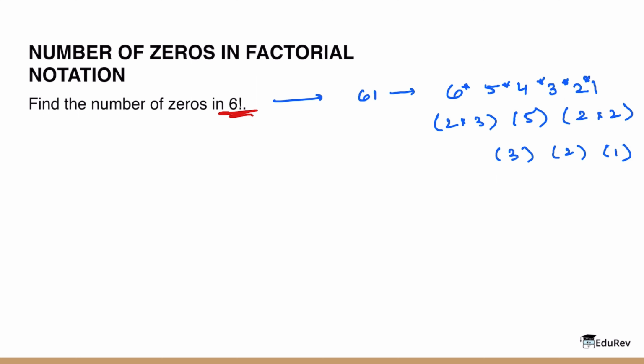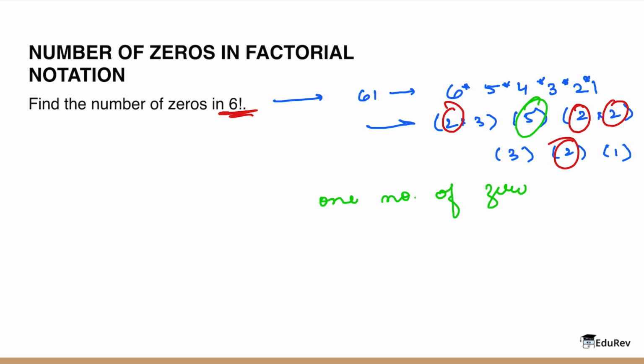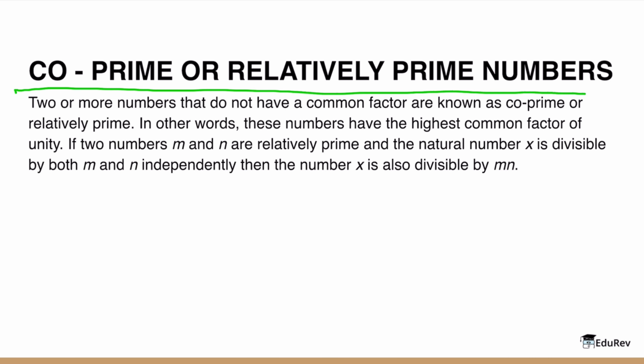In the same way, the number of zeros will depend upon the number of pairs of 2 times 5. So, how many 2s are there? 1, 2, 3 and 4. How many 5s are there? Only 1. That means the number of pairs of 5 and 2 is only 1, so there is going to be only one zero. Correct? Correct. So let's move to the next topic, which is co-prime or relatively prime numbers.